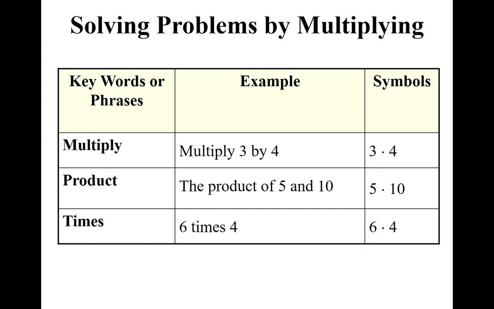So area is an example of a word problem that requires multiplication. Here are some key words or phrases that also indicate that it's a word problem that requires multiplication. None of these should be particularly surprising. Multiply, for example, multiply 3 by 4 means 3 times 4. Product, the product of 5 and 10 is 5 times 10. And times, 6 times 4 is 6 times 4.